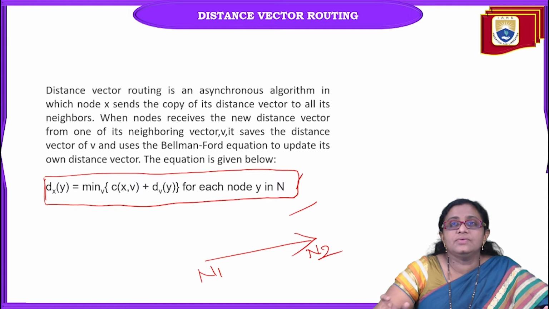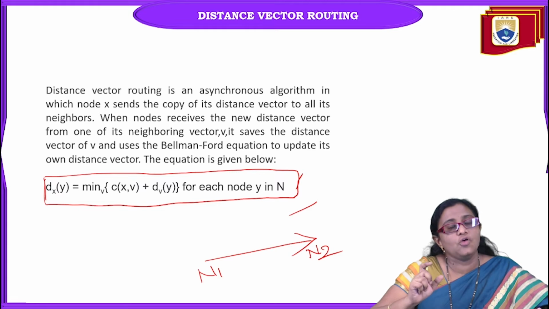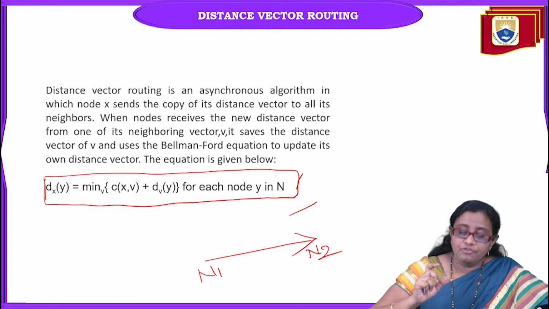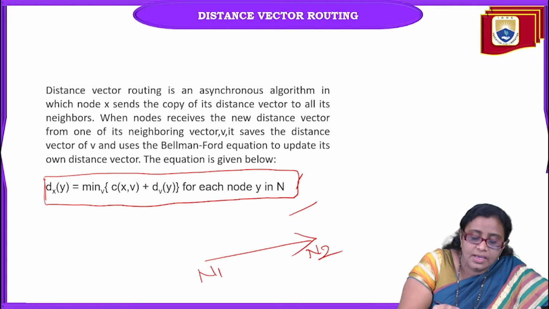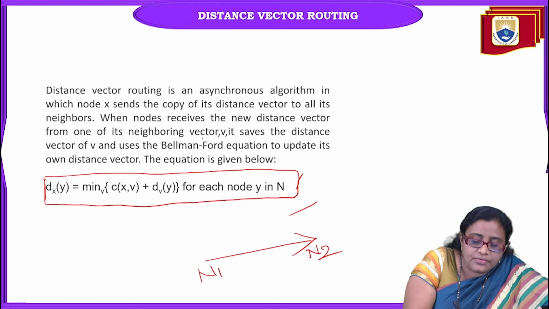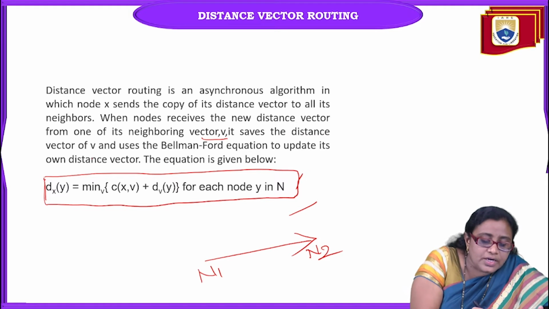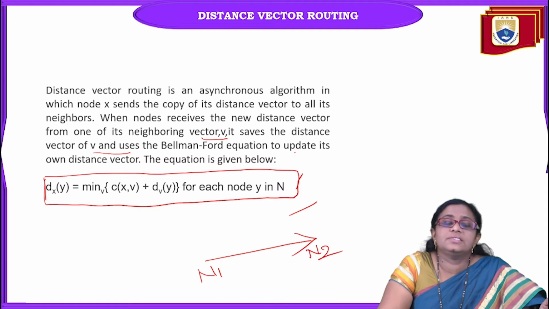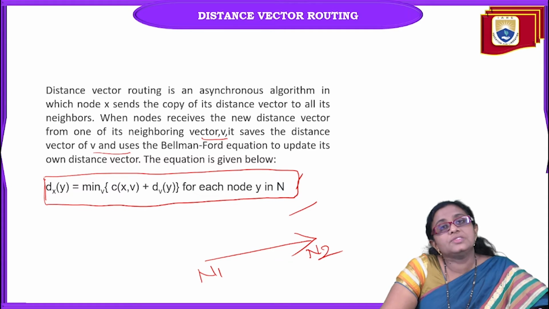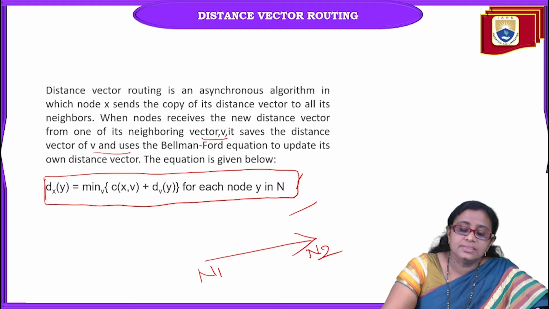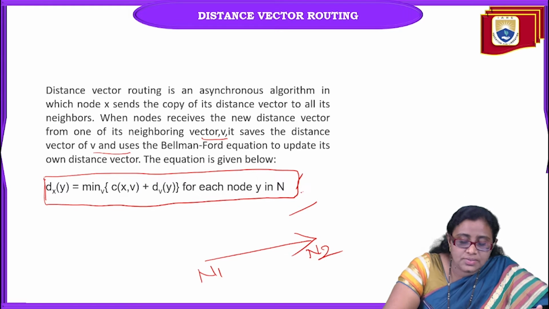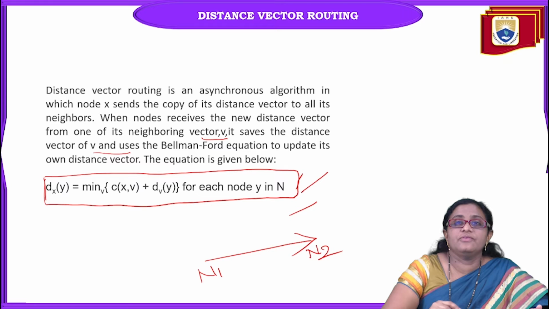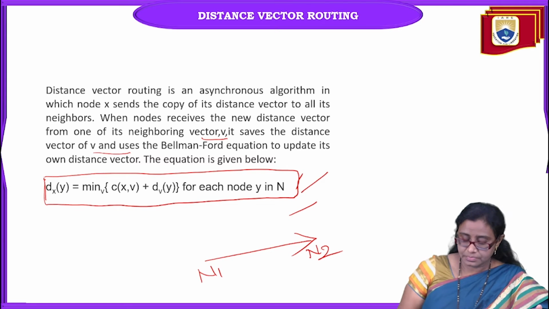When a node receives the new distance vector from one of its neighboring vectors, V, hence we can define the vector as V. It saves the distance vector of V and uses the Bellman-Ford equation to update its distance vector routing by means of a distance vector table. Hence, the equation is summarized by the equation given below.